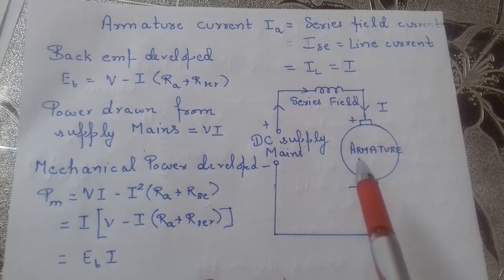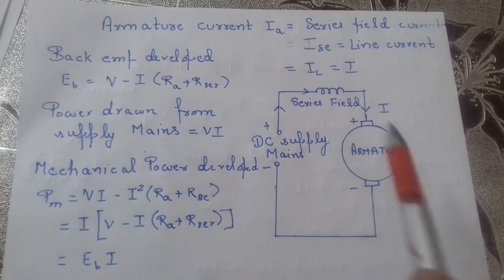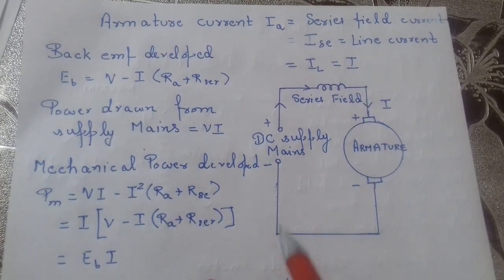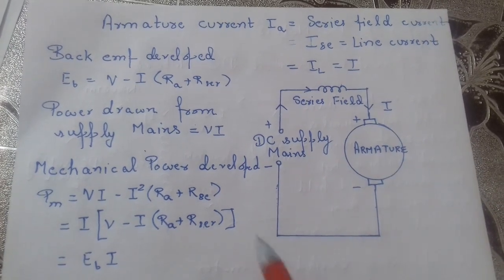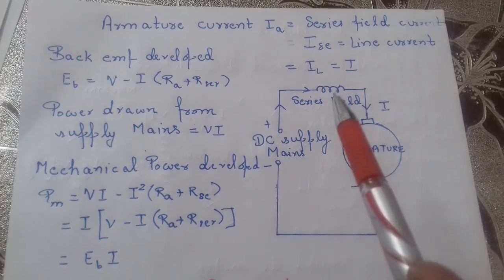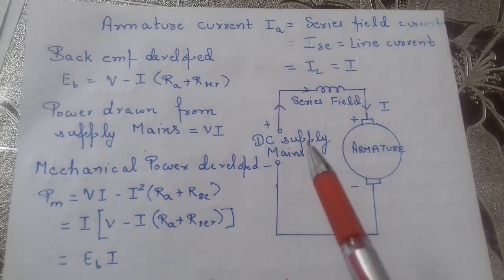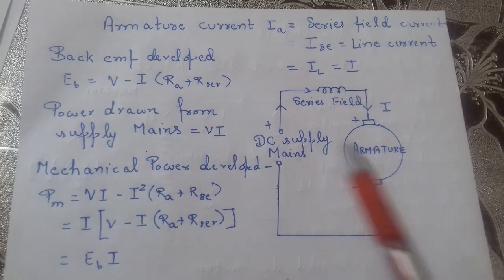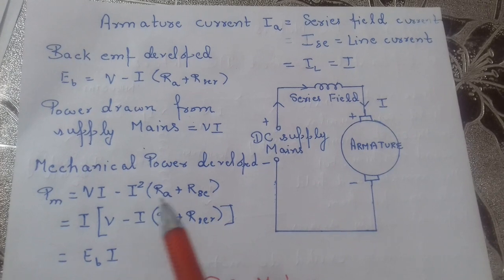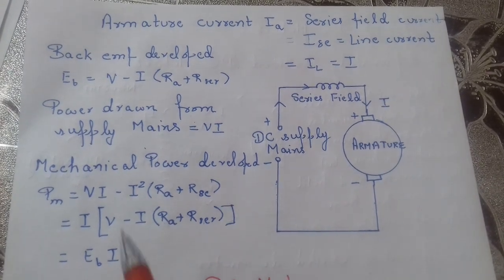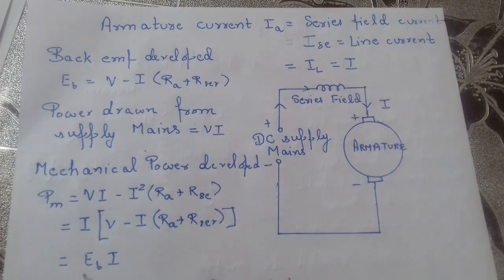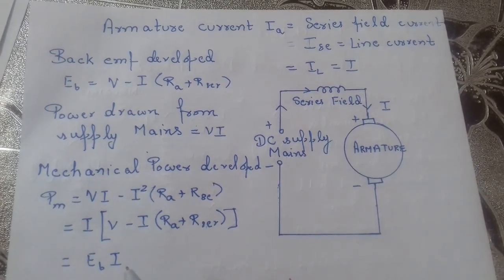All the three currents are the same, equal to I. So the expression of back EMF induced in the armature will be equal to V minus I into RA plus R series, which is obtained by applying KVL in this closed circuit. Power drawn from the supply mains is the same, V into I, and mechanical power developed is equal to power input to the armature minus the power loss in the armature, which is I square into RA plus R series, the power loss in the armature as well as in the series field winding. So it will come as EB into I.